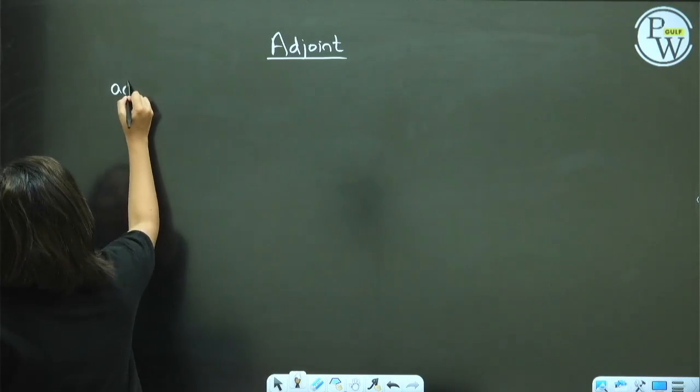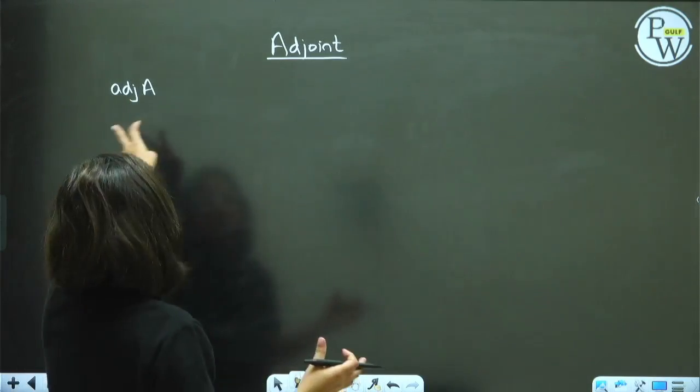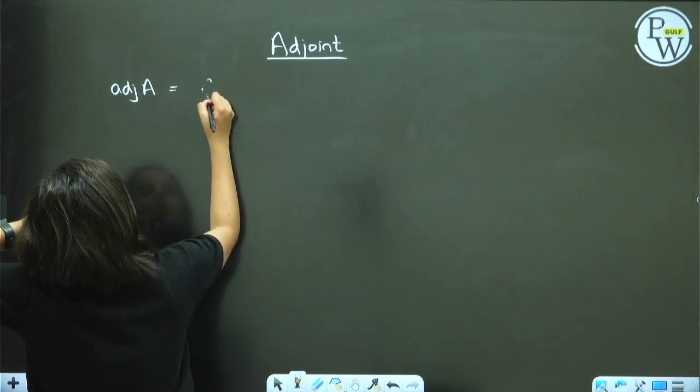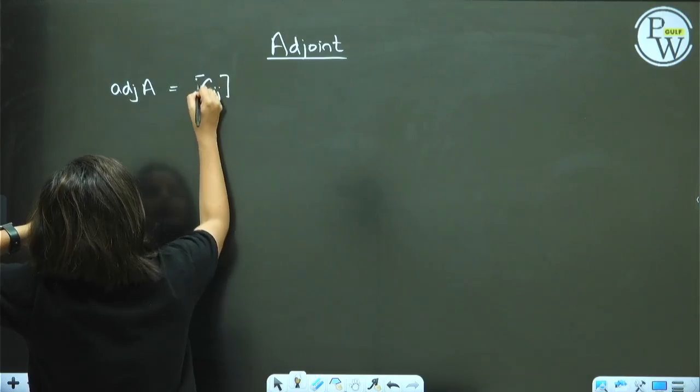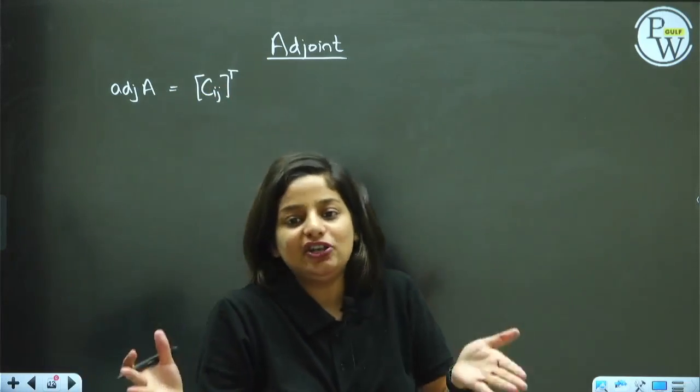Adjoint of any matrix A is given as adj A, and adjoint is nothing but the cofactor transpose. When you take the transpose of the cofactor matrix, you will get the adjoint matrix.